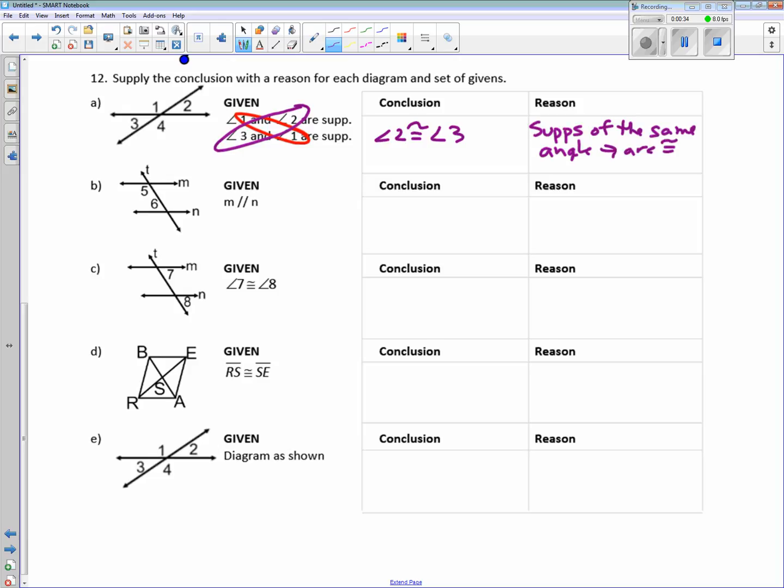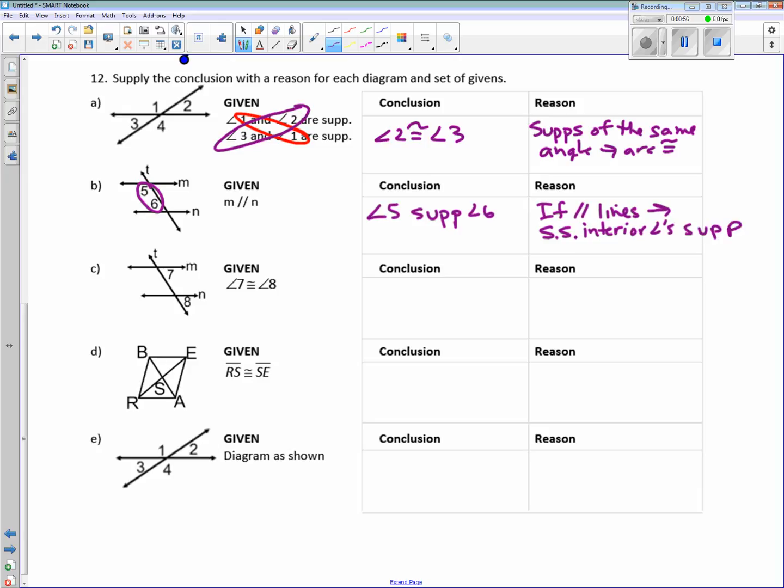In letter B, when these lines are parallel, these would be same side interior angles. So I know that angle 5 is supplementary to angle 6. And the reason is that if we have parallel lines, then the same side interior angles are supplementary.